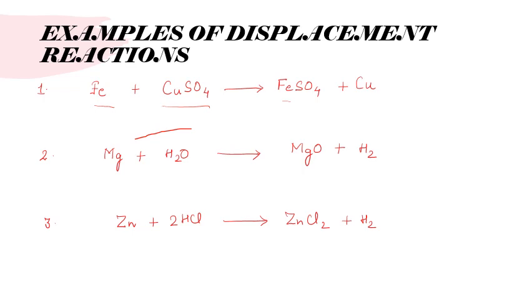Then replacement of hydrogen in water by a metal like magnesium. When magnesium reacts with water, it forms magnesium oxide and releases hydrogen gas. So here magnesium has replaced hydrogen. Then replacement of hydrogen in acids by metals. For example, zinc reacts with hydrochloric acid, displaces hydrogen from the hydrochloric acid and forms zinc chloride, and hydrogen gas is released.